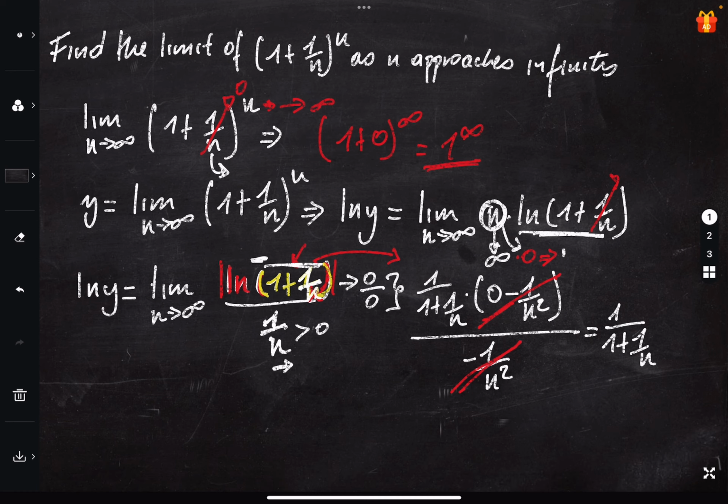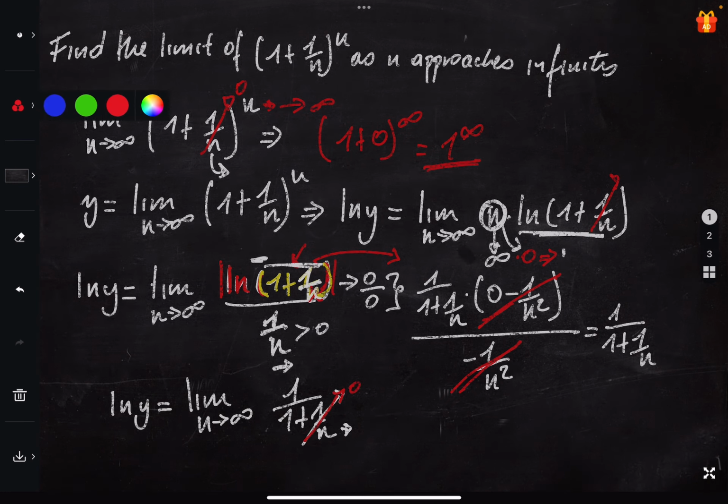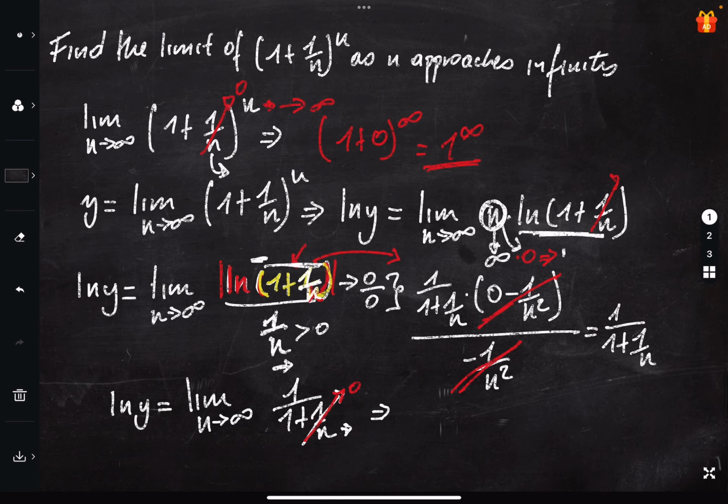So if I take the limit, I'm going to rewrite it here. I have natural log of y is equal to the limit as n approaches infinity of 1 over 1 plus 1 over n. Remember, as n goes to infinity, 1 over n is getting closer and closer to 0. So this will go to 0. And what I end up having is 1 over 1, which is basically 1.